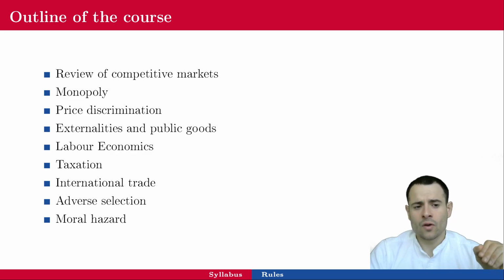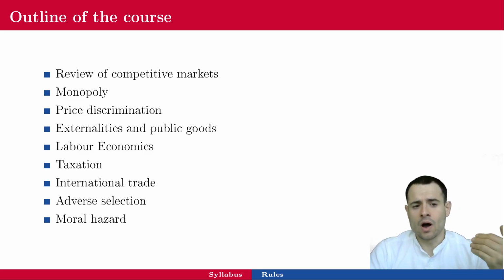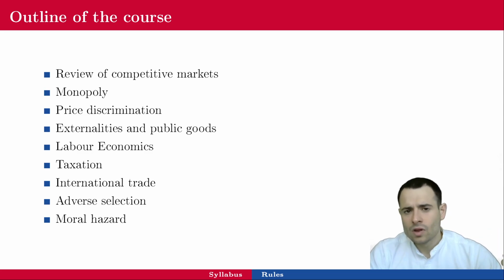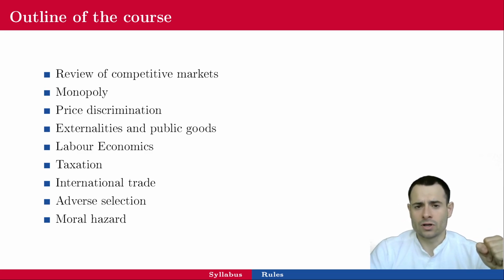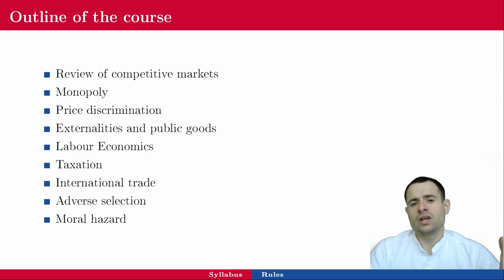I will go over the following concepts. The first lecture is going to be pre-recorded, and I will upload it on Canvas. It will be a review of competitive markets. It will be a review of Econ 2.1 pretty much, and even 103. Then I will talk about monopolies, then price discrimination. Then I will shift the focus and go to public economics with the study of externalities in public goods.